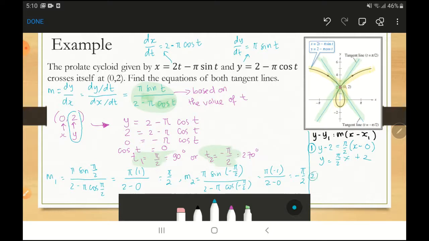So it's the same thing with the second line, but with different slope. So we have y minus 2 equals 9 pi over 2 x minus 0. So we have y equals negative pi over 2 x plus 2. So here you go. We have our two equations of tangent line. As you can see, the slope of the first one is positive. It's this line, because the line is going that way, and the second one is going this way.